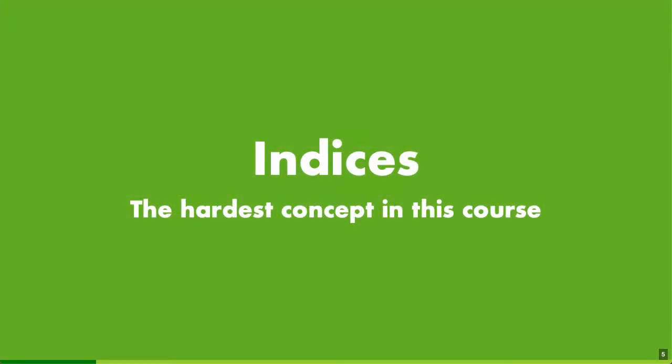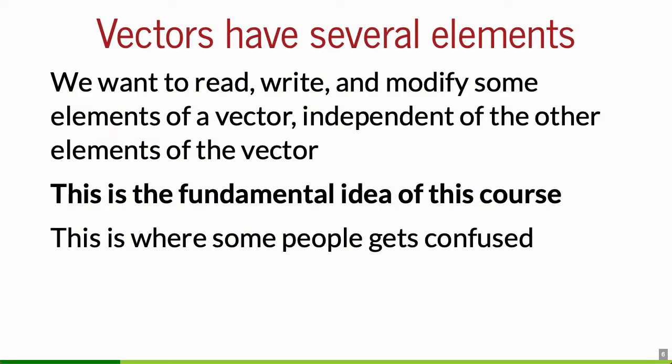Indices are the hardest concept in this course. It's typically the issue where people have more problems. As we know, vectors have several elements, and we want to read, write, and modify some elements of a vector independent of the others. We don't want to rewrite all the vector if we can only change one part. And this is the fundamental idea. Just be careful, this is where people get confused.